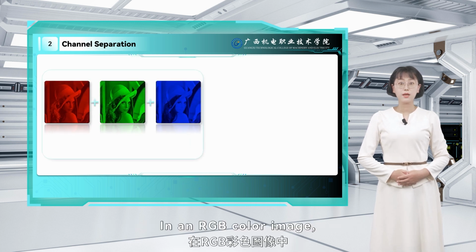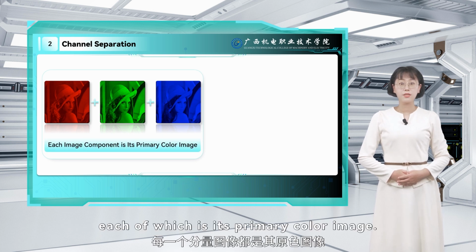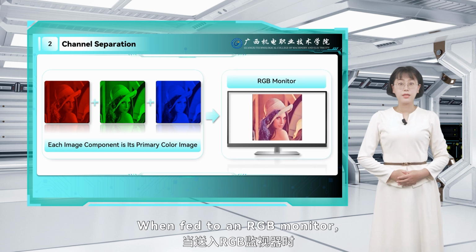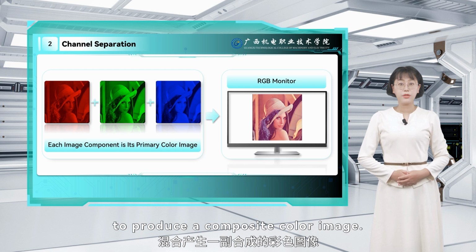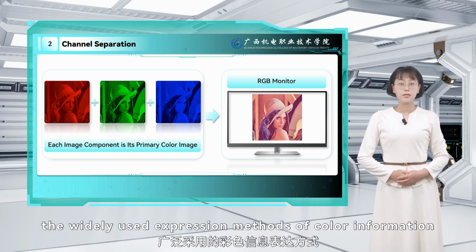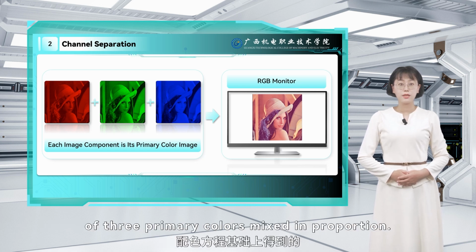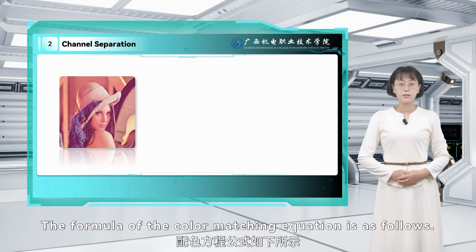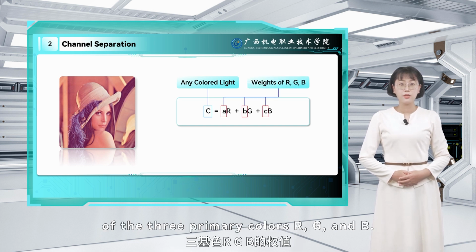In an RGB color image, the image is composed of 3 image components, each of which is its primary color image. When fed to an RGB monitor, these 3 images are mixed on a fluorescent screen to produce a composite color image. At present, the widely used expression methods of color information are based on the color matching equation of 3 primary colors mixed in proportion. In the color matching equation, C is any colored light, and A, B, and C are the weights of the 3 primary colors R, G, and B.